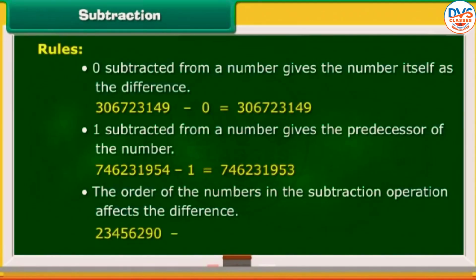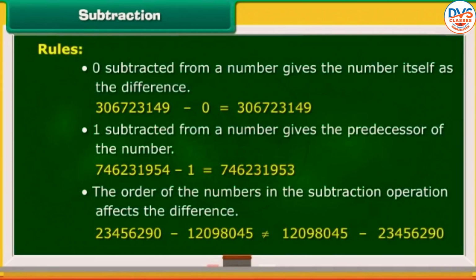The order of the numbers in the subtraction operation affects the difference. 23456290 minus 12098045 is not equal to 12098045 minus 23456290. Let us now perform subtraction on large numbers.